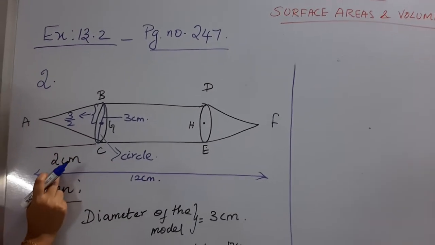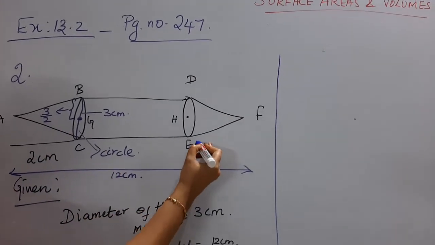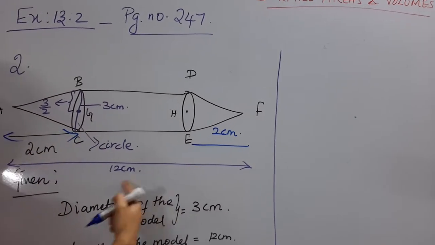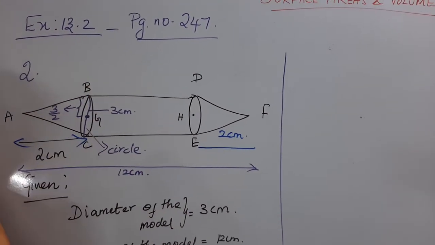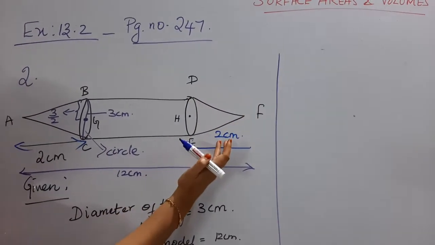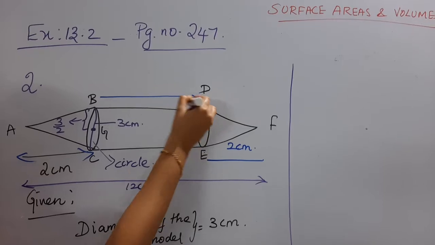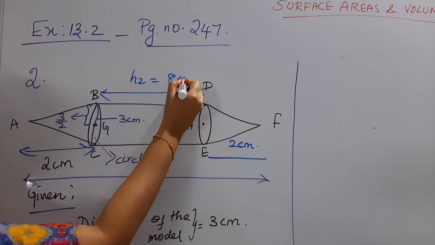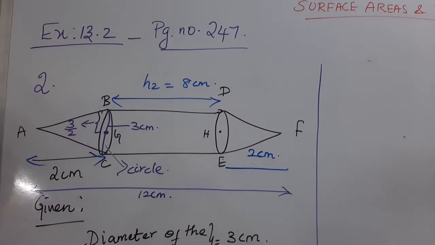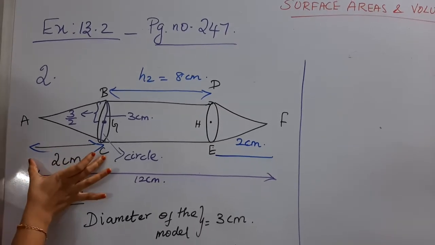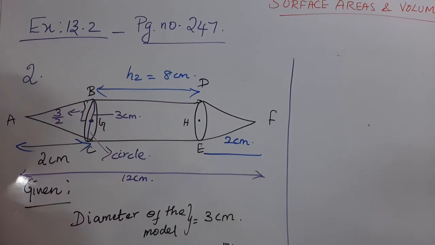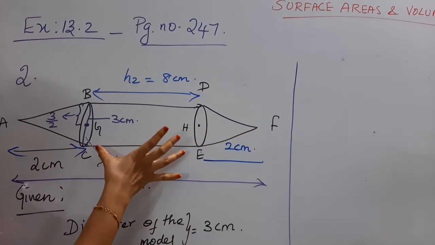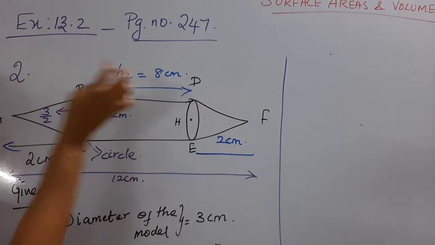AG here I marked 2 centimeter. The same way H to F is also equal to 2 centimeter. The total length is 12 centimeter, out of which one cone's measurement is 2 centimeter, the other cone's measurement is 2 centimeter. Then what is the remaining measurement? BD. BD is the height of the cylinder, that is equal to 8 centimeter. How did we calculate that BD value is 8 centimeter? The cone height at one end is 2 centimeter. Cut this and take it off. And at the other end is also 2 centimeter. Cut here also and take it off. The remaining is the height of the cylinder. That cylinder height is equal to 8 centimeter.